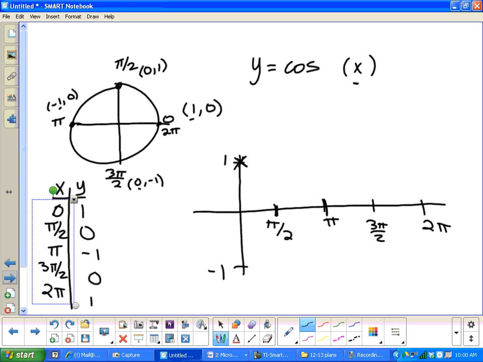So at pi over 2, where is it going to be at? 0. Okay, I could look on my chart and get that. Now, at pi, it's going to keep going down. So at pi, it's going to be down at -1. At 3 pi over 2, it's going to be back at 0. And then at 2 pi, back up at 1.